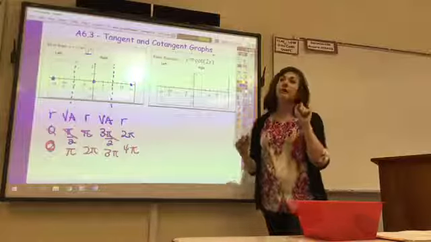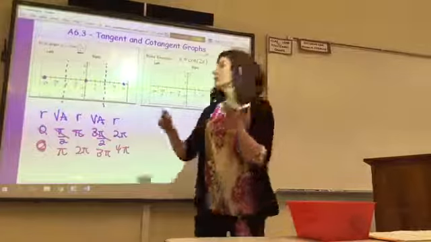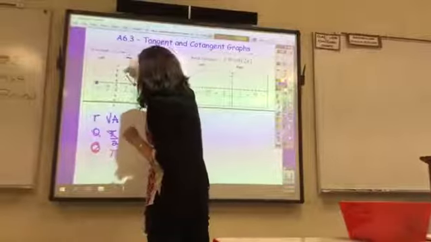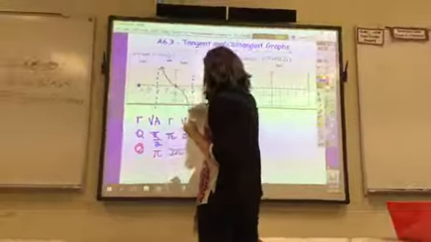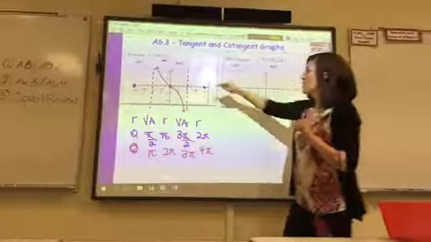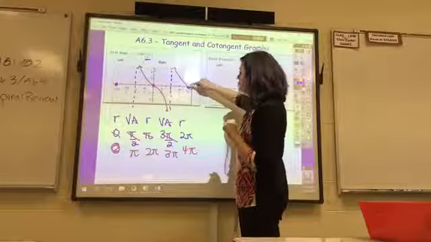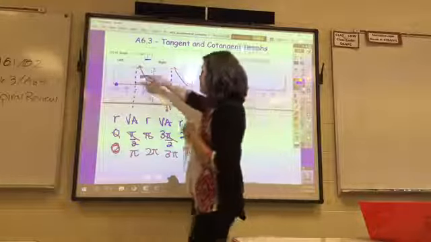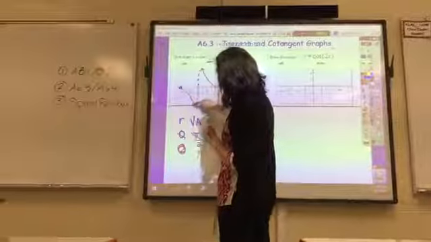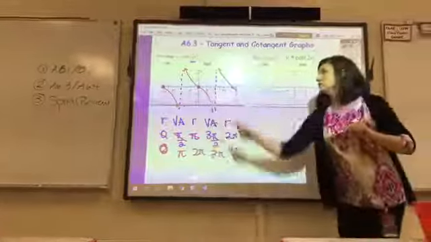It makes it shoot up faster, and what's the negative do? Flip it over. So now my graph is going to stretch out a little bit more, not so curvy. It's going to stretch towards that asymptote, but it's not as curved. I didn't do as good a job with that one.